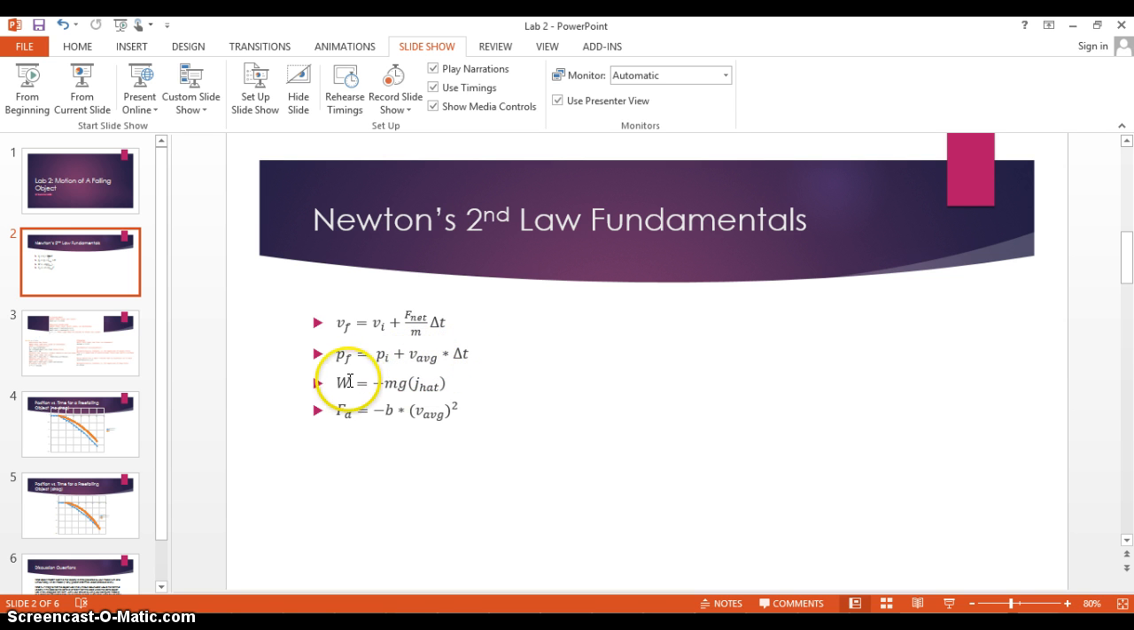Also, the weight force is equal to negative mass times gravity times j hat, which tells us the direction of the weight force, and the drag force, which is equal to negative b, the drag constant, times the average velocity squared. In this case, this is not the viscous drag force, but the turbulent drag force acting upon the object.